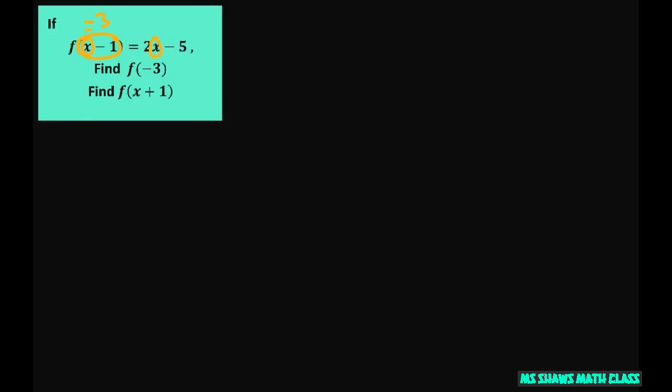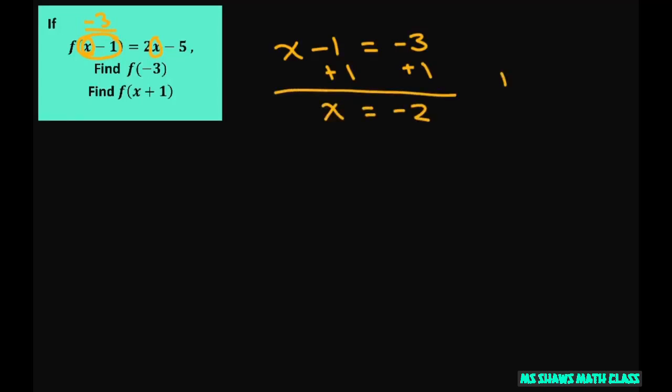So that's what we're going to put. But first we have to get to negative 3. So what would this x have to be to give us negative 3? So what you're going to do is set x minus 1 equals negative 3. Add 1 to both sides. Of course, if you can do this mentally, you can do that. And then you'll get x equals negative 2. So our input is x equals negative 2.